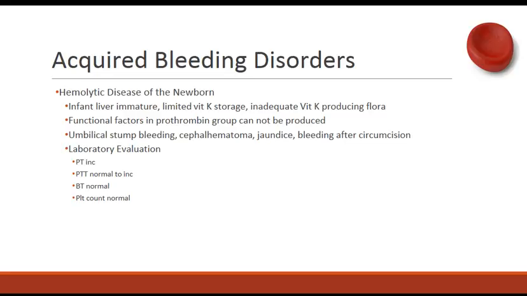These babies usually have umbilical stump bleeding, where their umbilical cord is cut in their belly button. Cephalohematoma, which is a brain bleed, jaundice, and bleeding after circumcision. So this is diagnosed, of course, right away. Their PT is increased, their PTT can be variable, their bleeding time and platelet count are normal because it doesn't have anything to do with platelets.